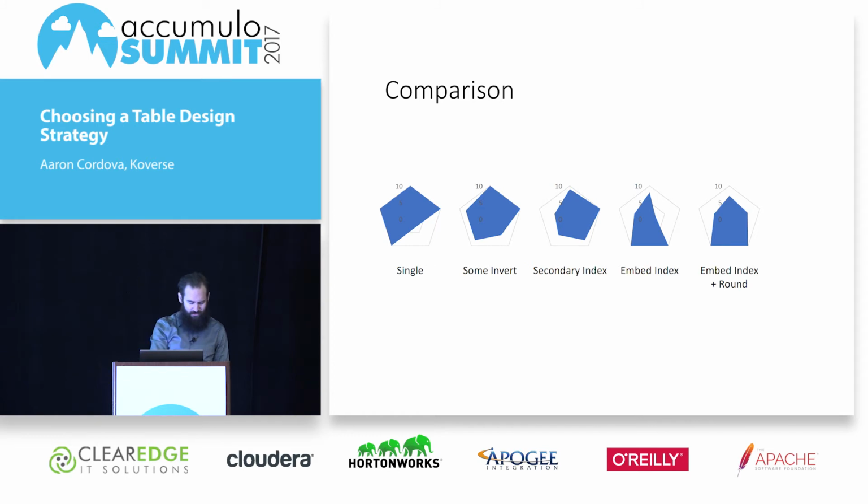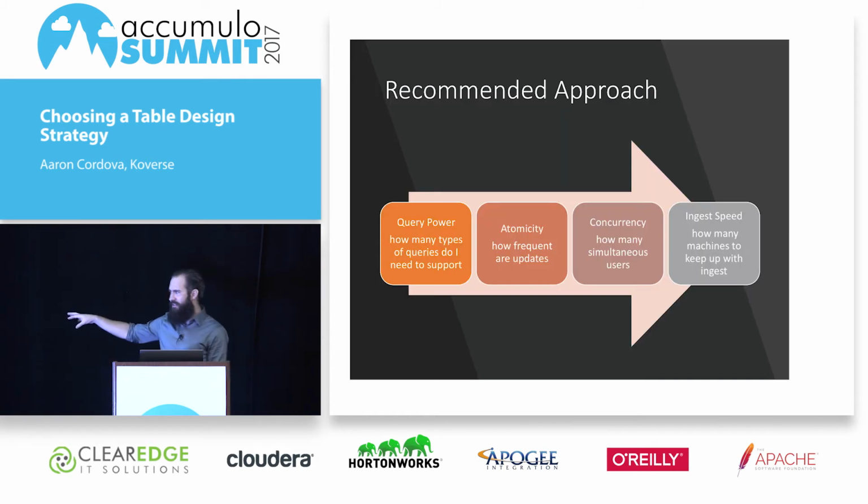So hopefully this has been helpful for folks to think about. This is kind of a simplified flowchart. Think about how many queries you need to support, how frequent your updates are, how many simultaneous users you expect, and then how that is going to impact your ingest. I think ingest is the easiest one to account for because you can just grow your cluster if you really need to. But the other things are a little bit harder to address once you've decided on a table.